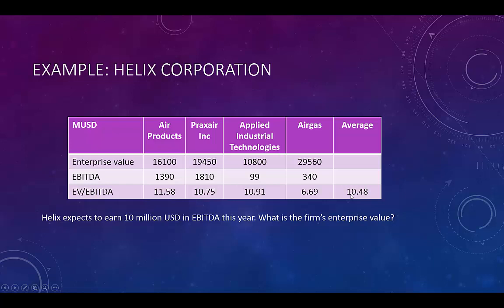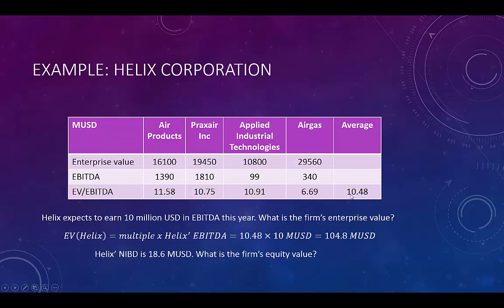If Helix is expected to earn $10 million in EBITDA, what is the firm's enterprise value and what is its value of equity? By using the EV/EBITDA multiple, we find that the enterprise is worth $104.8 million. Since the net interest-bearing debt is $18.6 million, this means that the value of equity is $86.2 million.